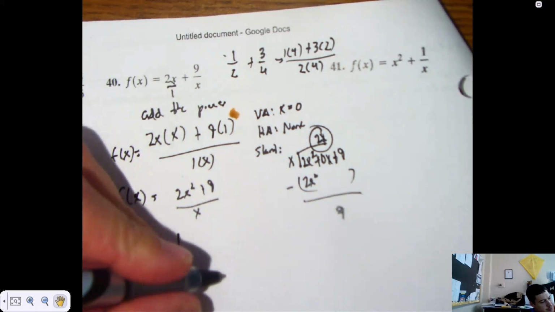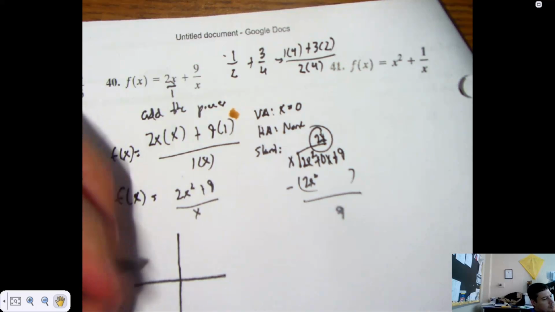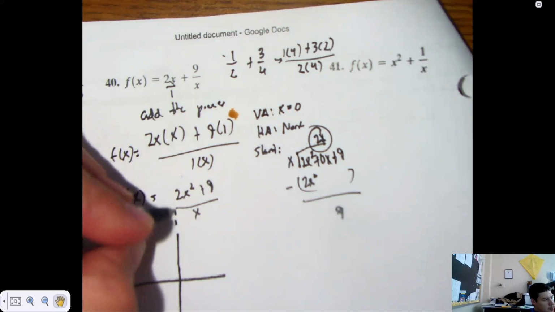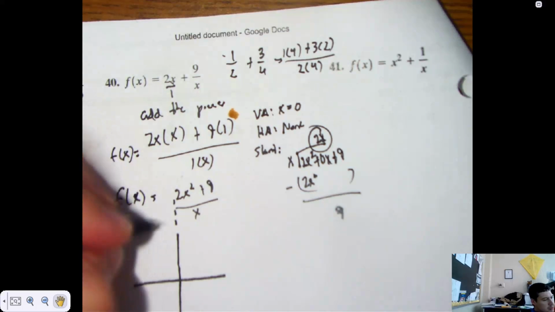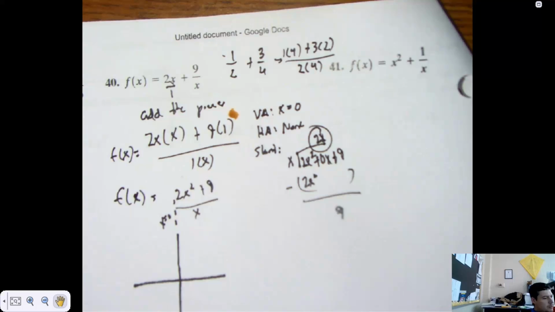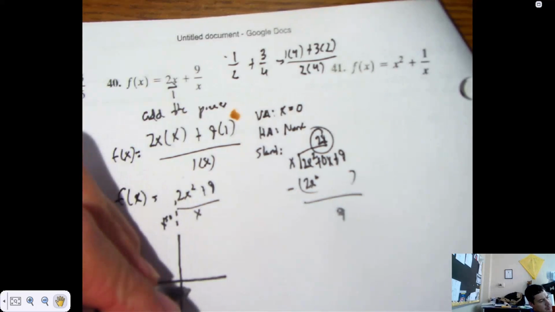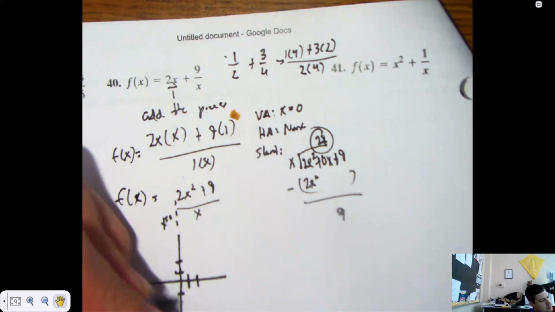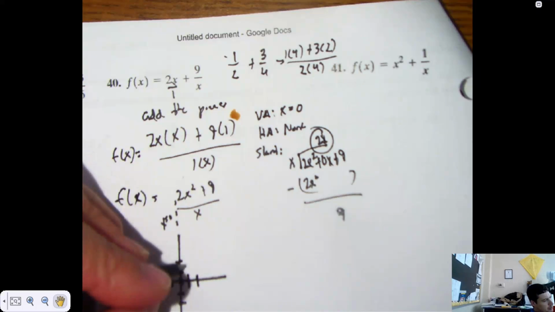And now I'll graph. There's a vertical asymptote at x equals 0. But all I can do is dash that out. There's a slant asymptote at y equals 2x. Where's that thing cross at? Crosses at 0 and wants its slope. So rise 2, run 1.